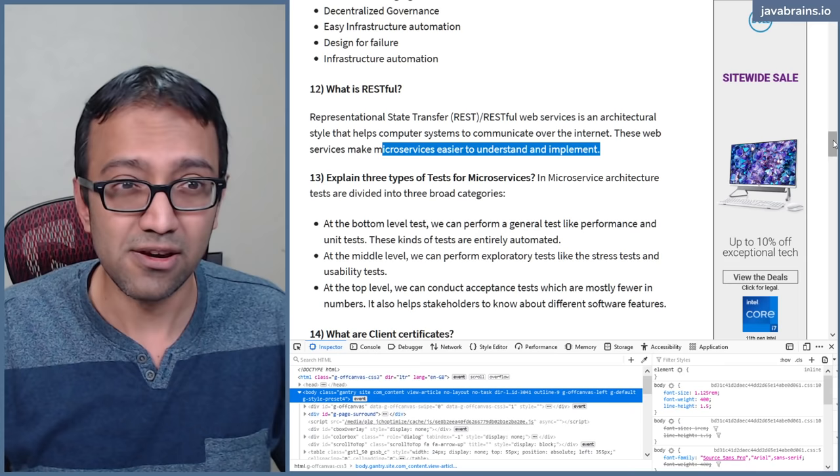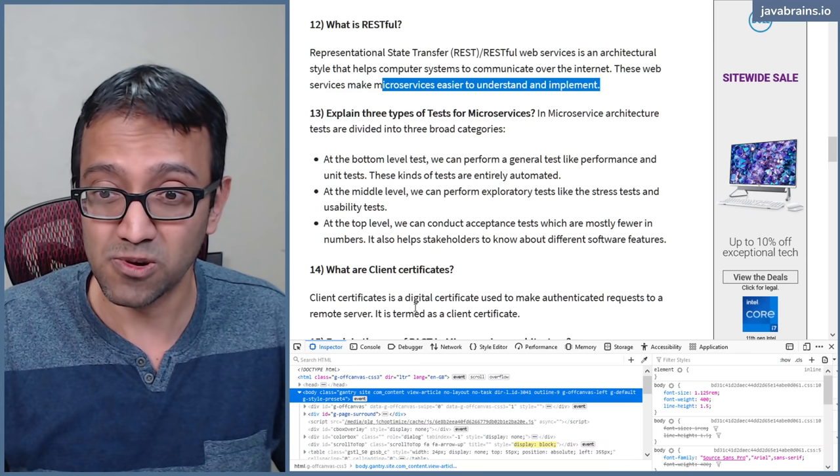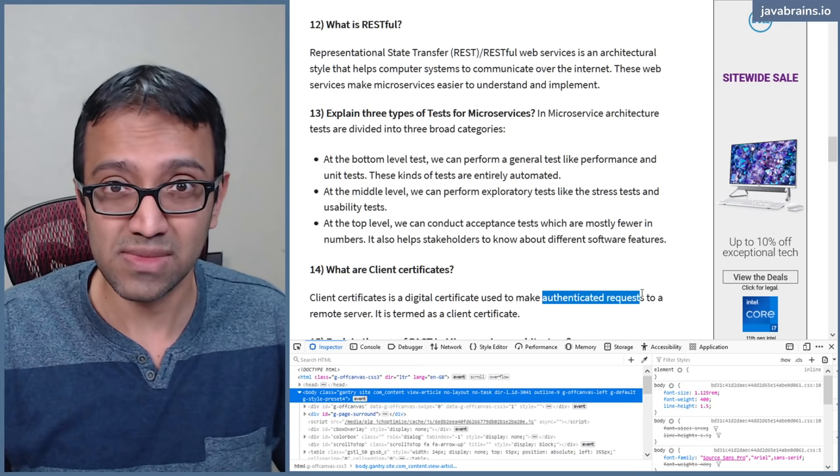I don't know. I probably wouldn't be able to answer this question well. It's a digital certificate used to make authenticated requests to a remote server. It's termed as client certificate. Yeah, that's true. It doesn't have to be authenticated though. It can be non-authenticated, but it has to be digitally signed. It's a secure certificate.